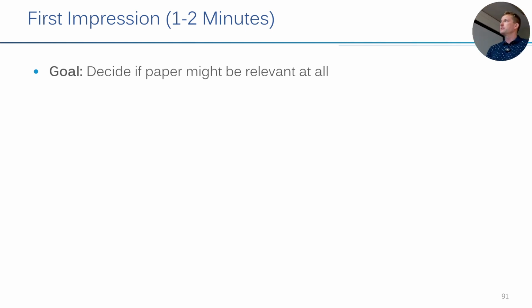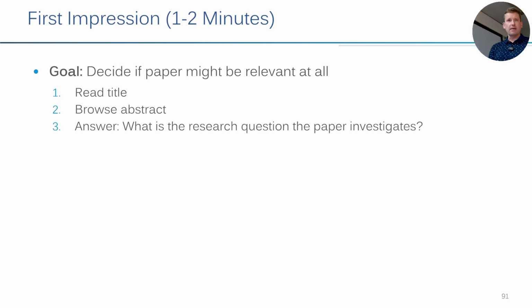It's 1 to 2 minutes: read the title, read the abstract, or better, browse the abstract. Not 2 minutes can be hard to read the abstract completely. And just decide, is this paper relevant at all, or does it do something completely different to what I'm interested in? So title, maybe keywords, and a glimpse over the abstract, really short.